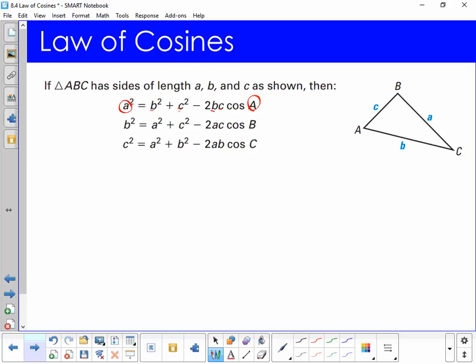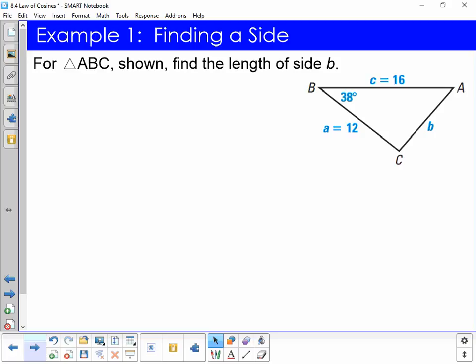This formula, in some ways, is easier to use than the law of sines, and in some ways, it's trickier. Definitely, it's just something that you need to practice working with because it's a pretty long and fairly complicated formula. But I think as long as you practice with it, you're not going to have problems with it. So here, we're going to start by finding a missing side in a triangle.